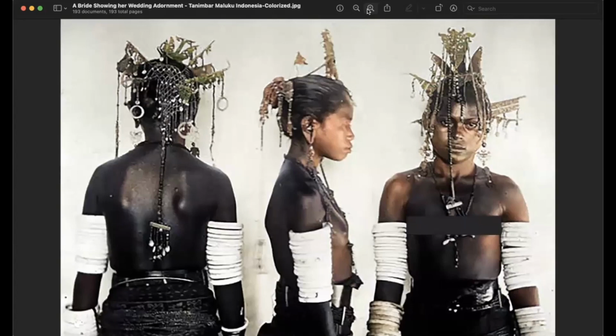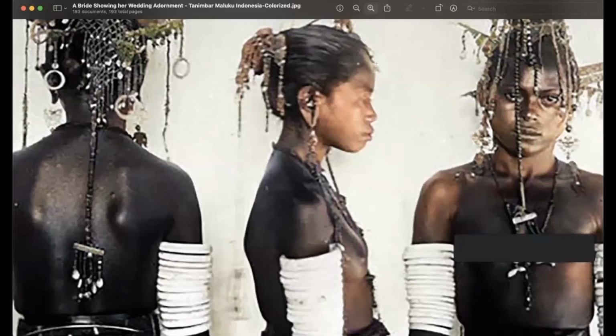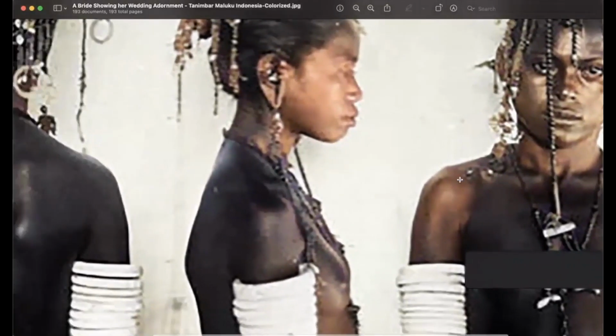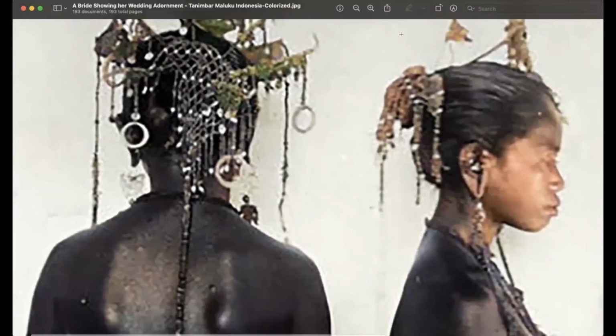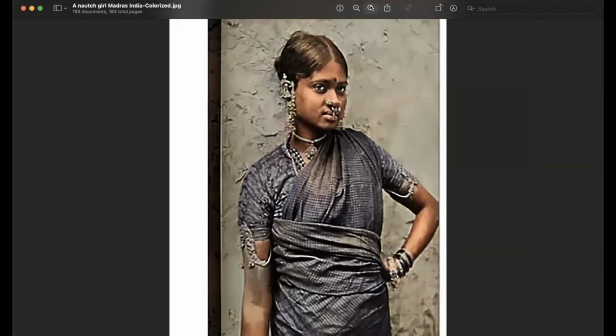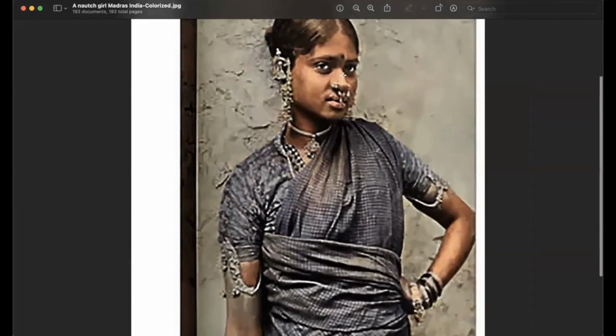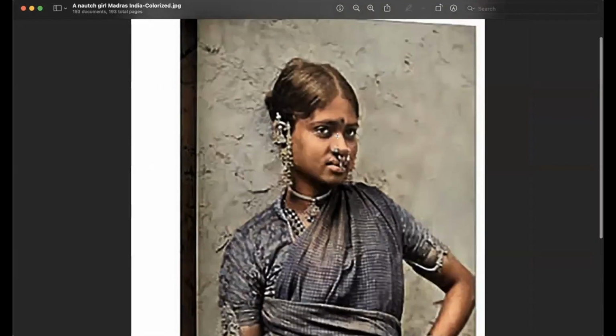Says here a bride shown her wedding adornment. Tanimbar, Maluku, Indonesia. You see, Indonesia. All right. Showing her wedding adornment. Right here it says a Notch girl, Madras, India. All right, a Hindu girl, you see?